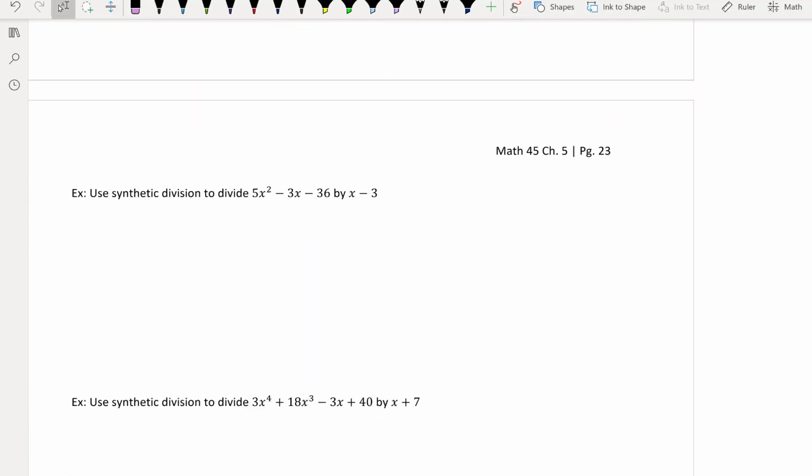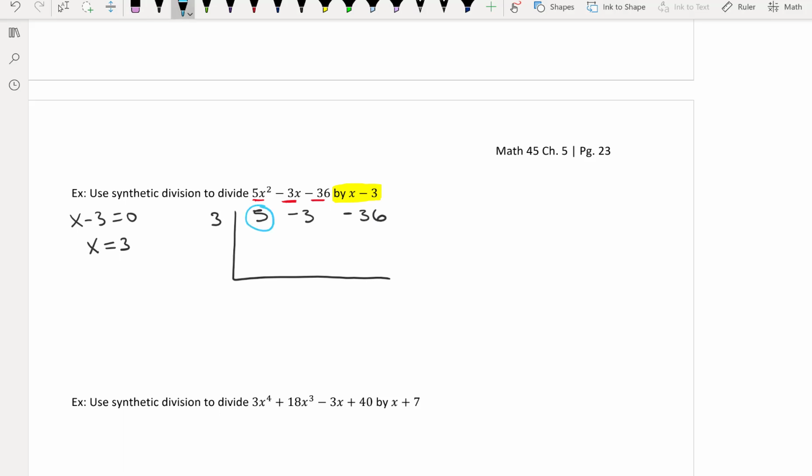So this is what I have. I have this x minus 3 that you're dividing by. So let's think about that. x minus 3 is equal to 0, so x is equal to a positive 3. So 3 is going to be on the outside. And let's look at these coefficients. You have a 5, a negative 3, and a negative 36. So I have a 5, negative 3, and a negative 36.